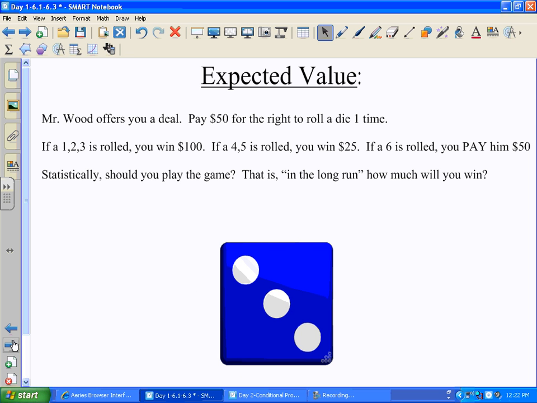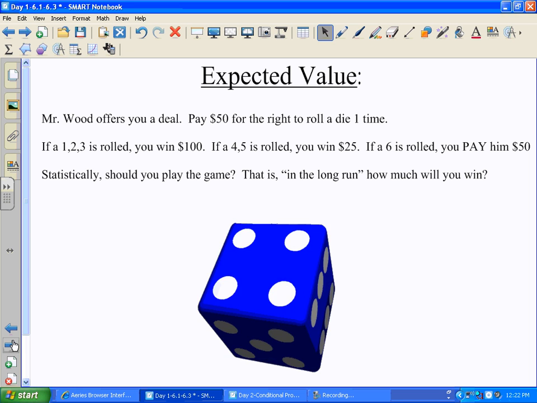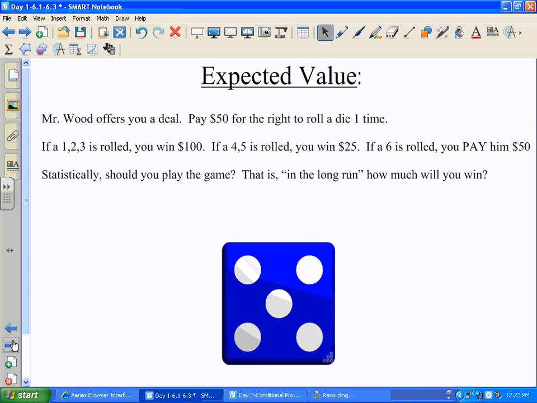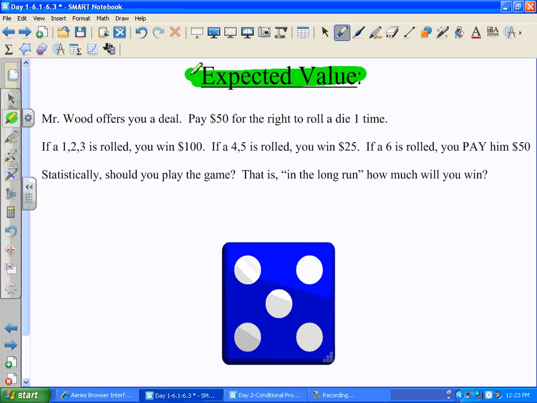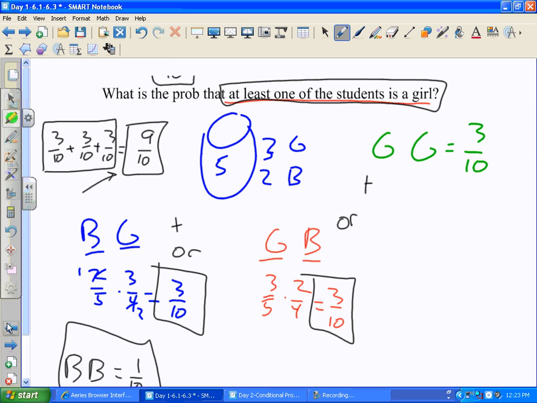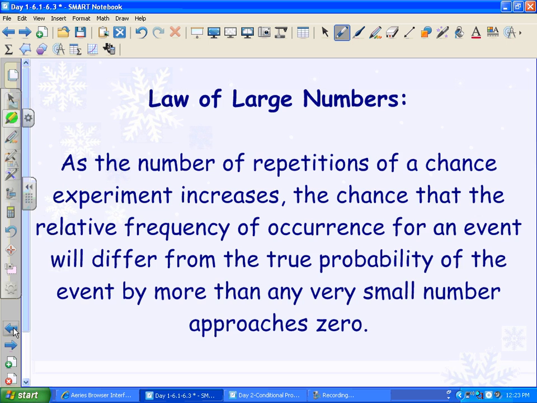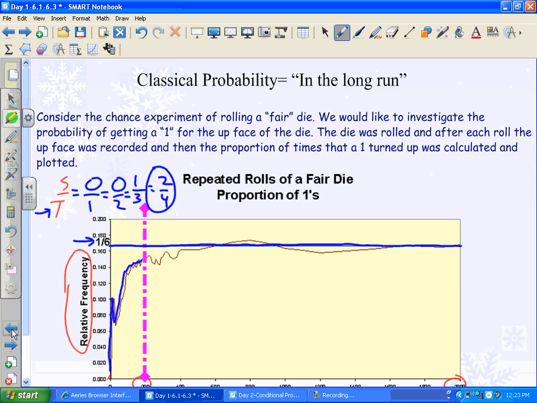If you were a gambler or pretended you were, I want to know statistically, is this a good game for you to play or not, and why? And that's what I'm more concerned about here. And it's going to come around what is called expected value. Expected value is the value of things over time. It's going to tie into the law of large numbers. The expected value is the value over time.